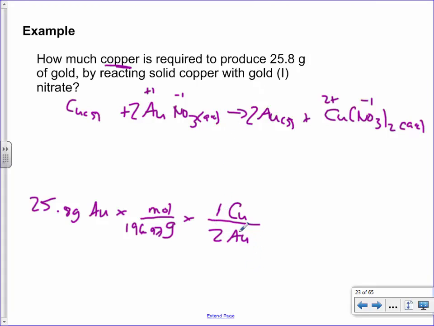So, 2-to-1 ratio. Wait, what's our last step then? Yeah, throw it back into grams. So we had to go grams to moles, use our recipe. Now we've got to go back into grams, so that's grams over mole. And where do I find that number? Same thing, periodic table, it's copper's number. So 63.55.